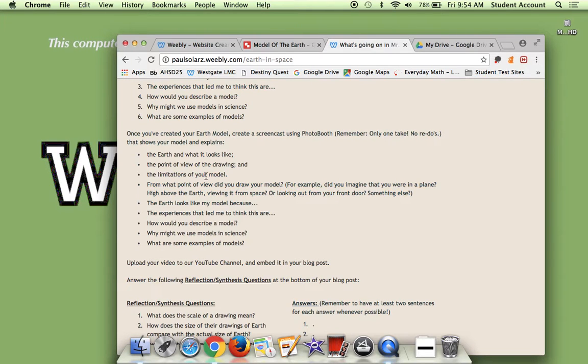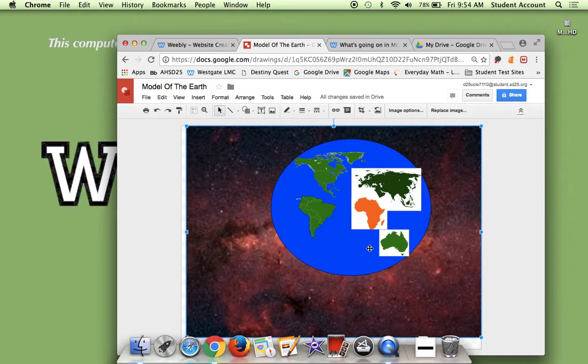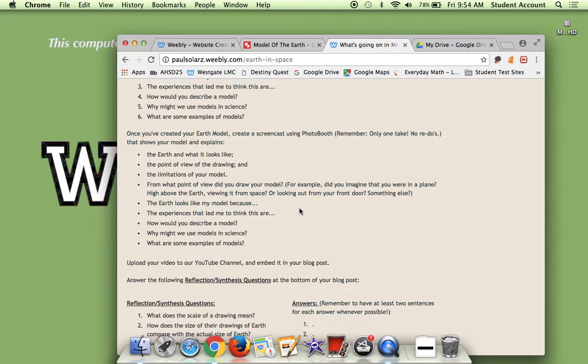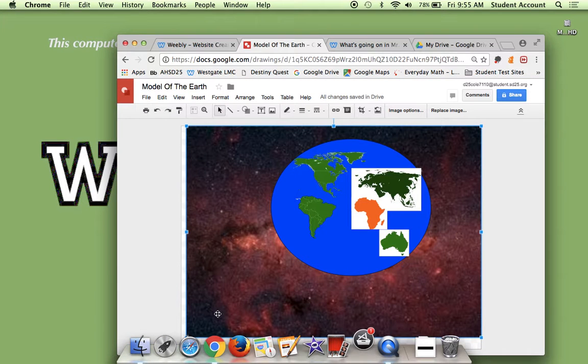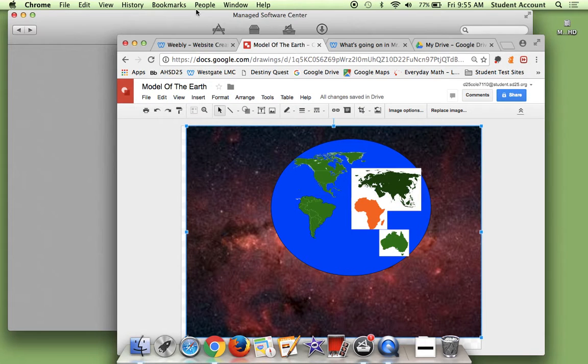The next one is the limitations of your model. Well, this is kind of like the limitations. As you can kind of see what the limitations were. And then the next question is, from what point of view did you draw your model? For example, did you imagine you were in a plane high above the Earth, viewing it from space, or looking down through your front door, or something else? So I viewed it from space. Let's say you're in a rocket ship flying into space, and you took a picture, it'd be from that point of view.